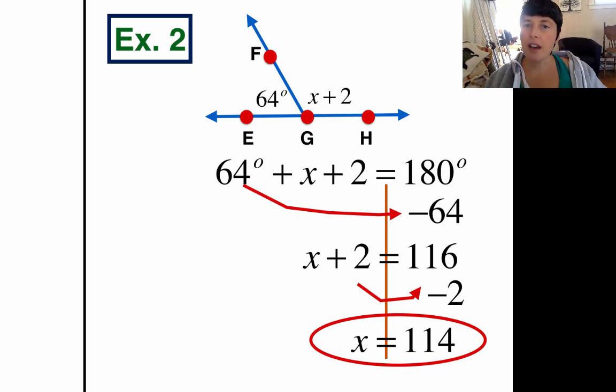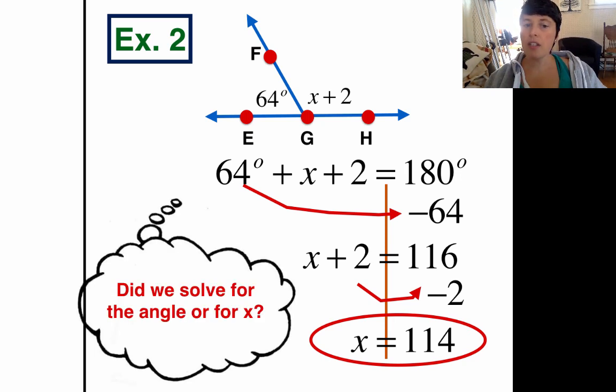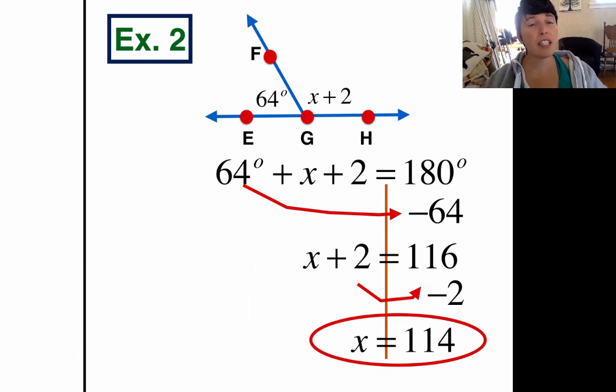But here's my little thought bubble. Did we solve for the angle or for x? What did we solve for? We solved for x. We found the x value. We didn't find the angle. If x is 114, then 114 plus 2 is 116 degrees. So our angle, our answer, is 116 degrees in that corner.